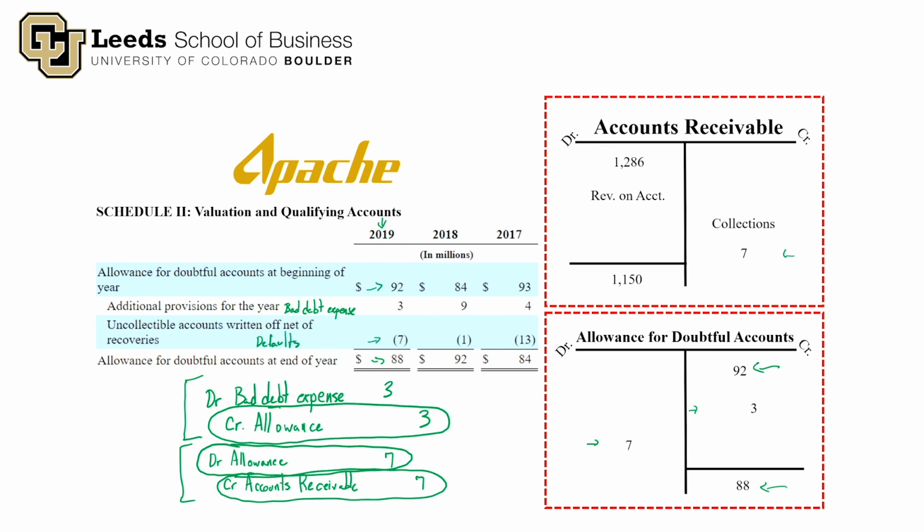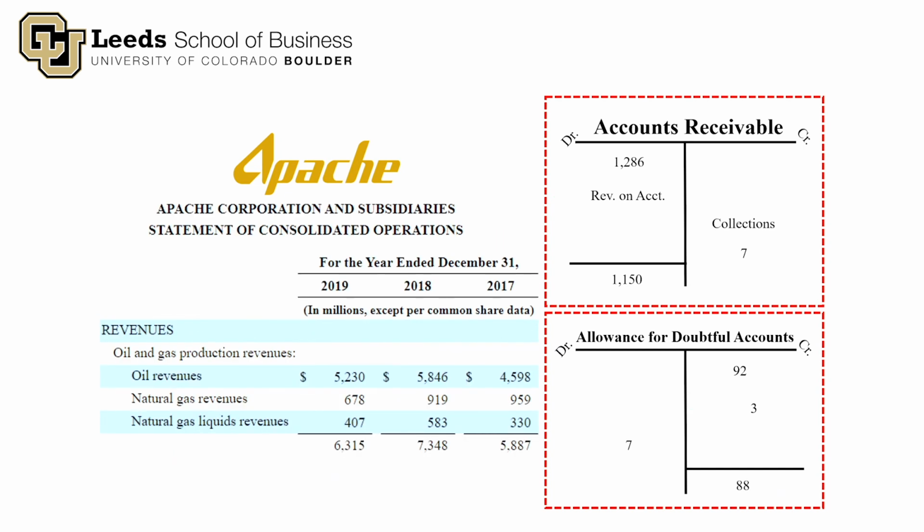So most companies actually do not disclose collections, but all companies, as we know, on the income statement disclose revenue. So we can go straight to the income statement, the statement of consolidated operations, to find what revenue was for the year 2019. And here it is, 6315 in millions was revenue for 2019. And so that 6315 was a debit to accounts receivable and a credit to revenue. And what we're seeing on the income statement here is the credit to revenue. And so I'll plug that straight in to the revenue on account section of the accounts receivable T account, 6315.